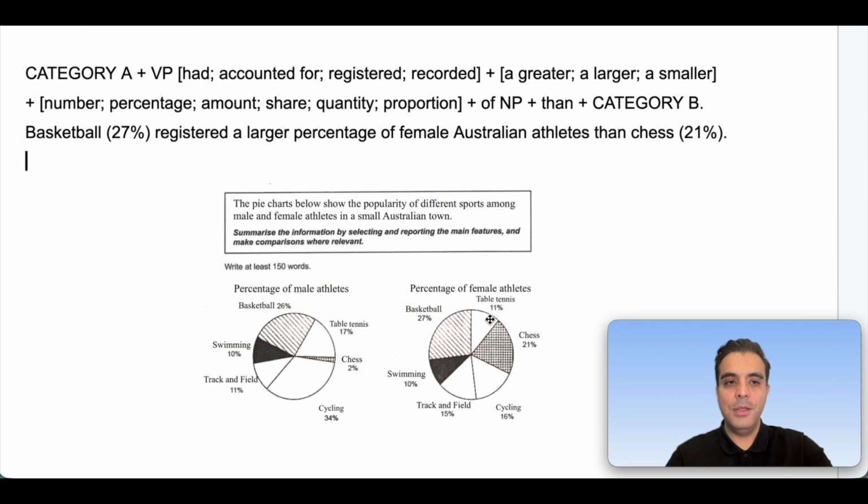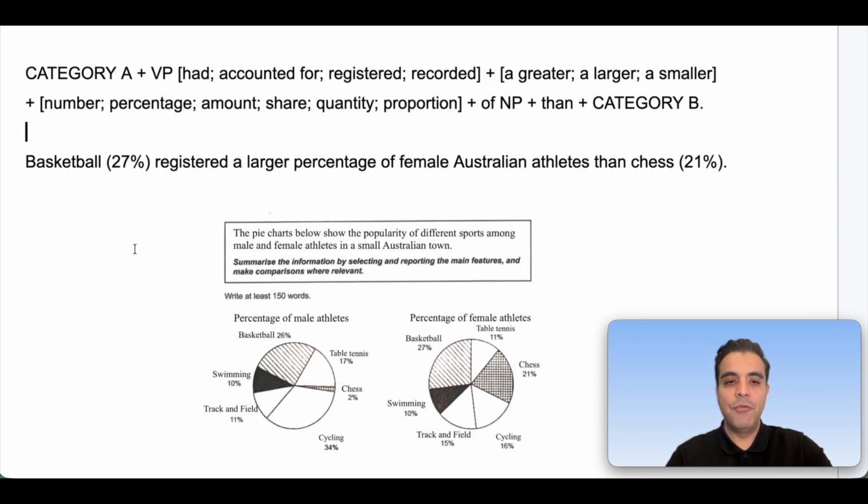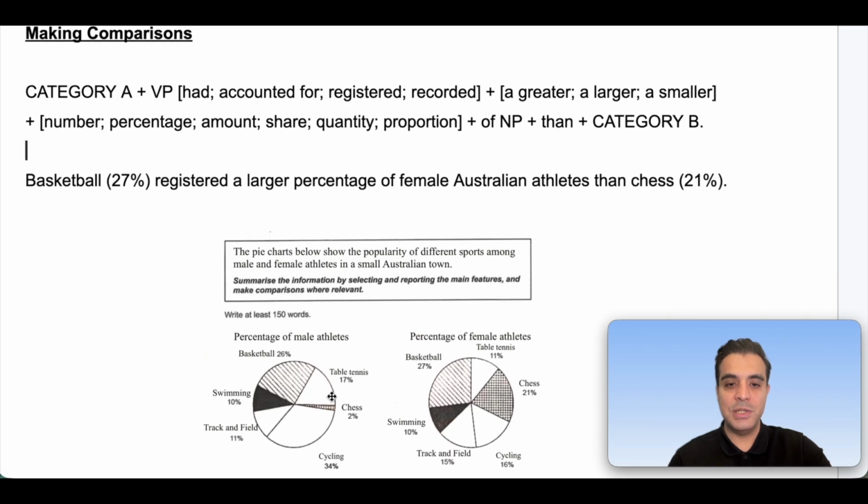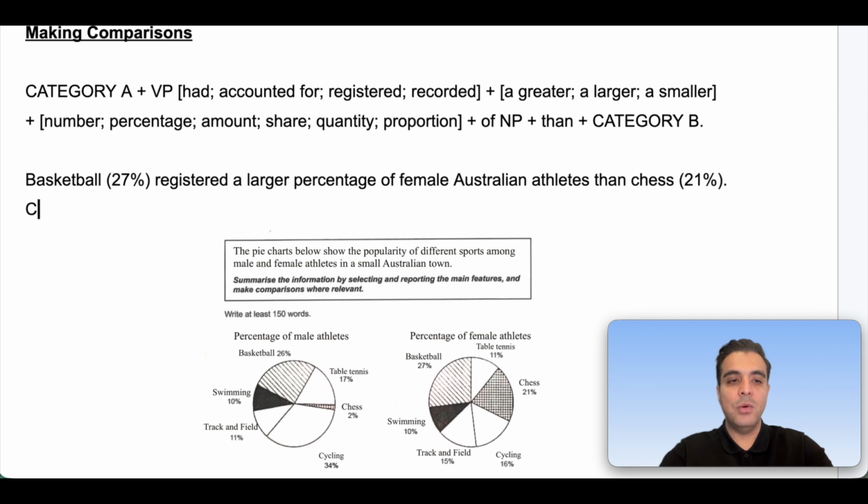Let's do another example, this time from this pie chart belonging to male athletes. So let's do the opposite. Let's say one is smaller, right? And let's do something that was very great in difference. So chess, only 2%. And then the highest is cycling, 34%, right? So we'll begin with the first category. We'll say chess, 2%, okay?